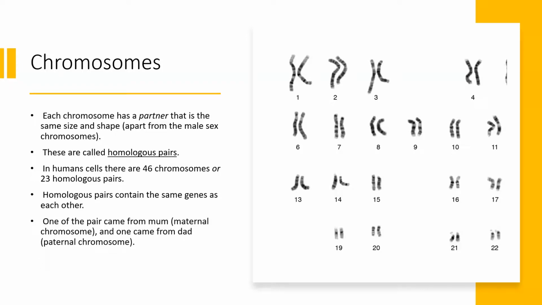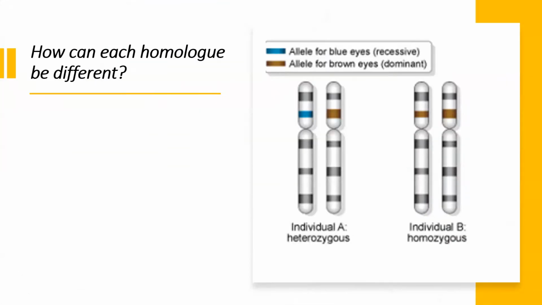One of the pair came from the maternal cell, so the egg cell, and one of the pair came from the paternal cell. So we call them the maternal and the paternal chromosomes. They're not identical, as the sequence of bases on each could be different, but they are a pair. So how can they be different?